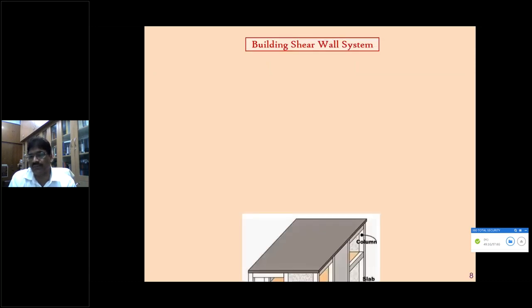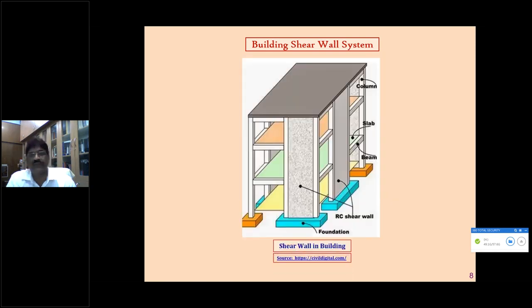Now, you can understand what the different components are. This is a typical building, the whole building. We start with, say, combined footing or isolated footing. Then we have the columns, beams, and slabs. It is a frame system. But in between, along with the columns, beams, and slab, we will also have a structural wall. Again, this is the structural wall.